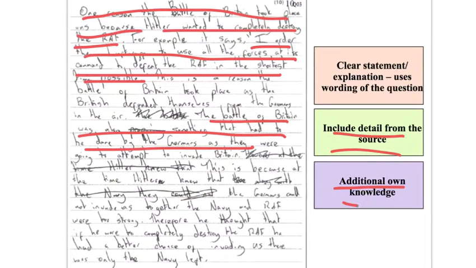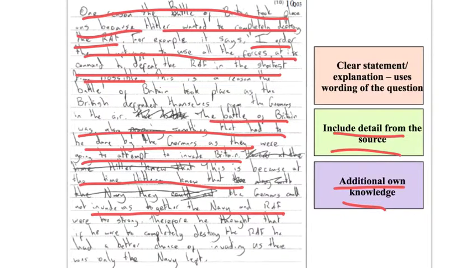This is including some additional own knowledge to develop that point. This is because at the time Hitler knew that the Germans could not invade together. The Navy and RAF were too strong. Therefore, he thought that if he would completely destroy the RAF, he had a better chance of invading, as there was only the Navy left.